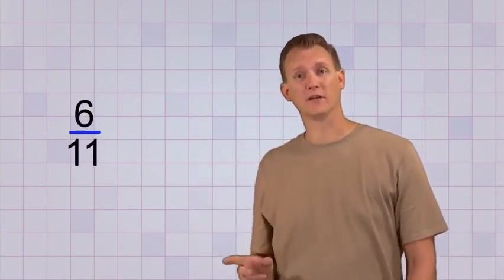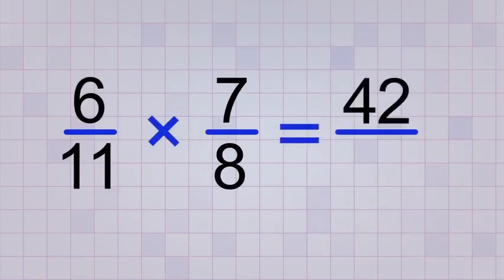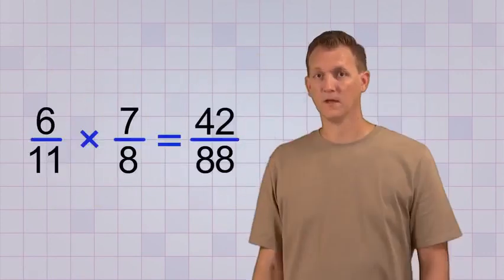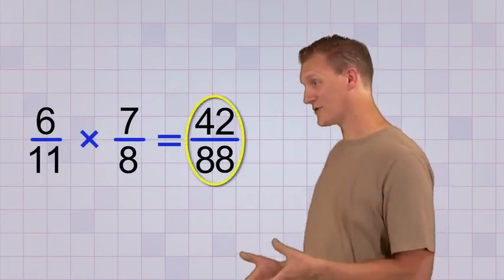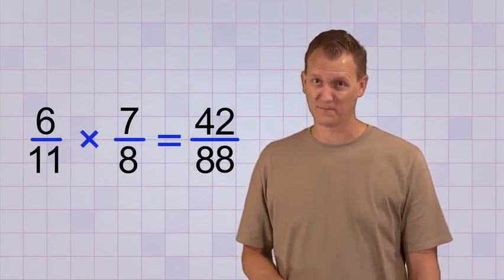Okay, time for another example. Let's try 6/11 times 7/8. From our multiplication table, we know that 6 times 7 equals 42. So 42 is the top number of our answer. And on the bottom, we have 11 times 8, which is 88. So 6/11 times 7/8 equals 42/88. Oh, now some of you might see that this answer could be simplified, but we'll save simplifying fractions for another video. All right, let's see one last example.